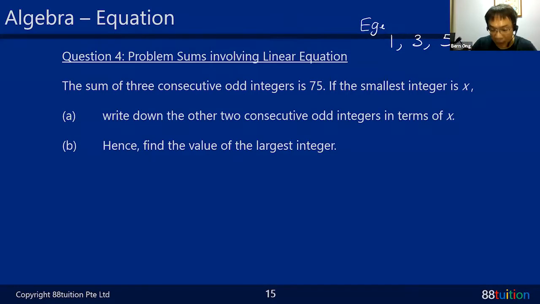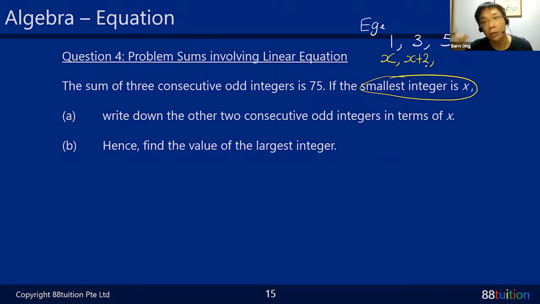So if the question says the smallest integer is x, it means that my first number down here is x. Hey, from 1, how do you get to 3? Yes, Celeste, saw you. So from 1, how to get to 3? Plus 2 lah. So your x also needs to plus 2. Can you see or not? And from 1, how to get to 5? Plus 4 lah. So your x needs to plus 4.